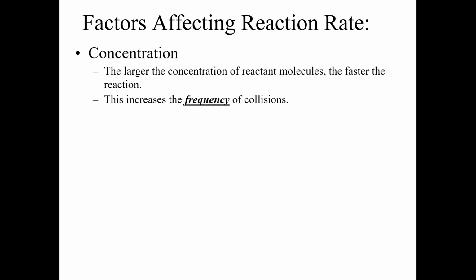What I'm going to do is talk about some observations that we can make that are repeatable, and then let's see how we would explain those observations using the collision theory model. For example, concentration. It is known that the larger the concentration of reactant molecules, the faster the reaction. The idea is that the larger the concentration, this increases the frequency of collisions.